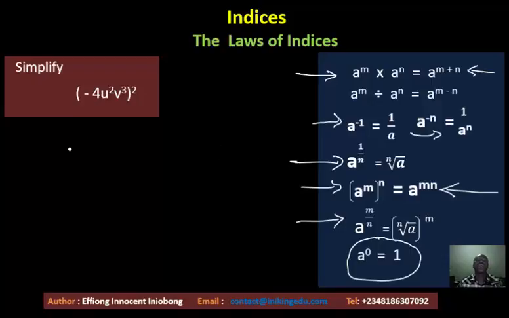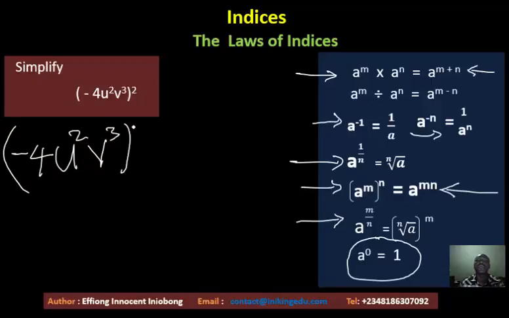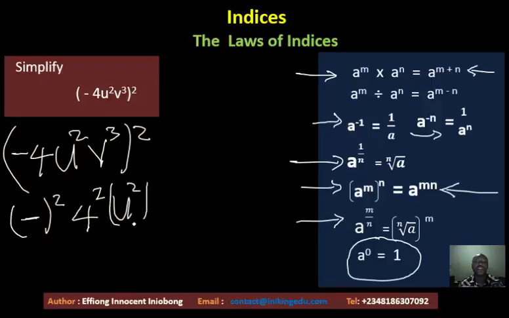Now let's simplify this simple expression here. We have minus 4 u square v raised to the power 3, all raised to the power of 2. Now we have to distribute this. This bracket is simply saying that the power 2 belongs to everybody. So minus has to be raised to the power of 2, 4 has to be raised to the power of 2, u square has to be raised to the power of 2, v cube also has to be raised to the power of 2.